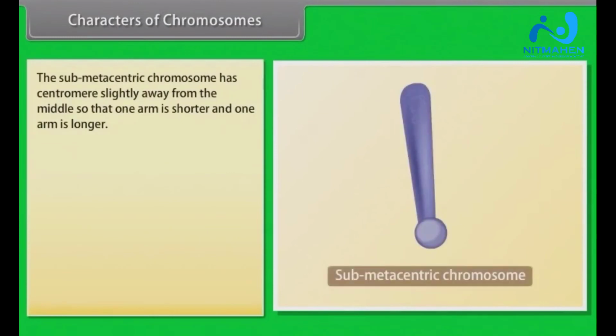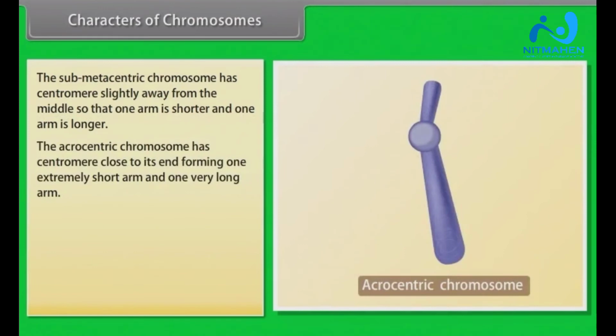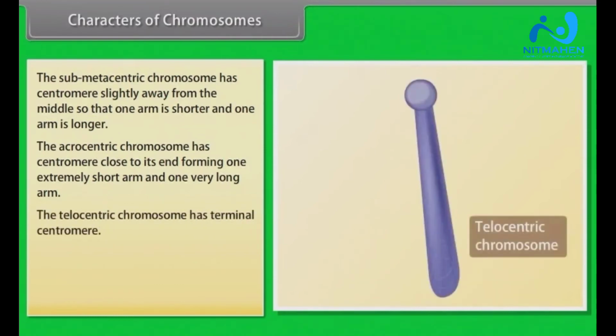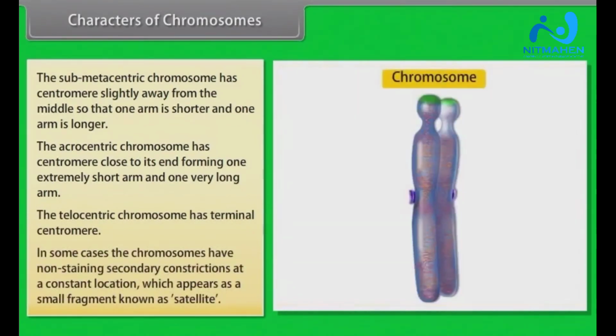The submetacentric chromosome has centromere slightly away from the middle so that one arm is shorter and one arm is longer. The acrocentric chromosome has centromere close to its end, forming one extremely short arm and one very long arm. The telocentric chromosome has terminal centromere. In some cases, the chromosomes have non-staining secondary constrictions at a constant location, which appears as a small fragment known as satellite.